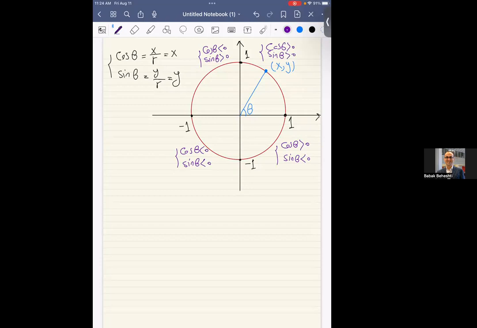So I want you to keep this picture in your head forever, because cosine theta is equal to x, sine theta equal to y, basically. That's it.